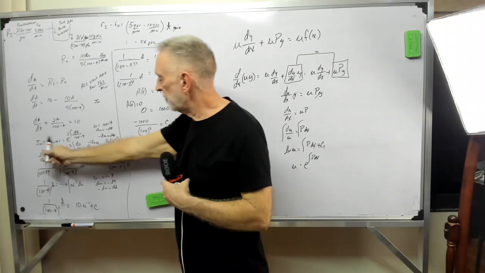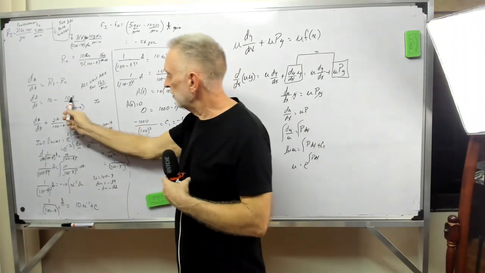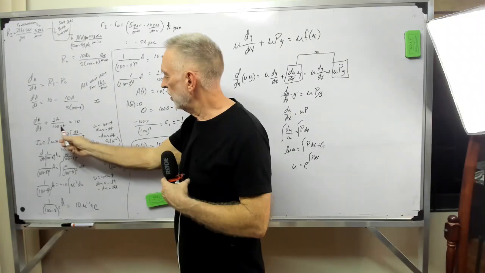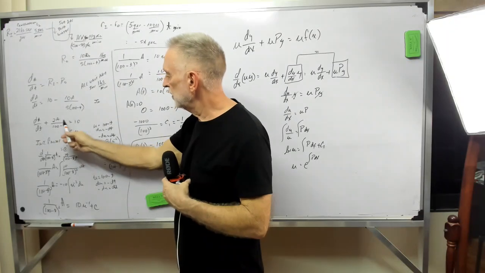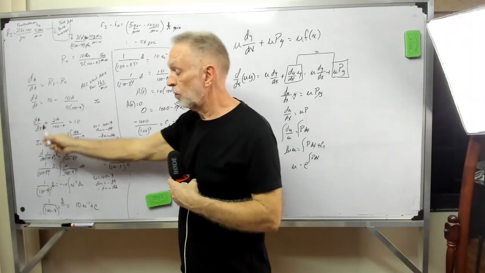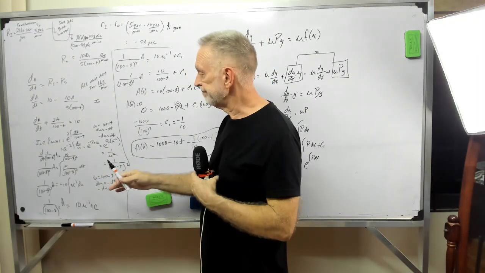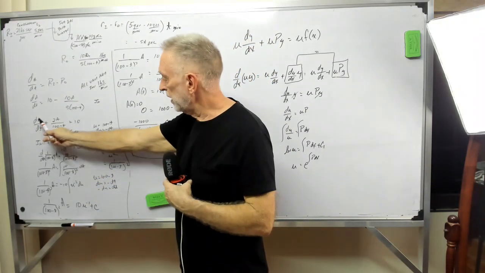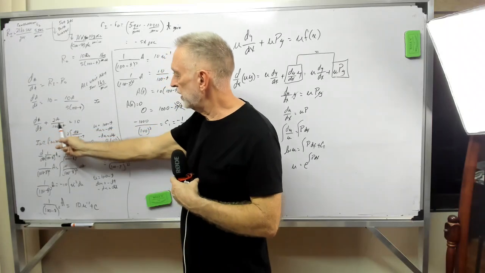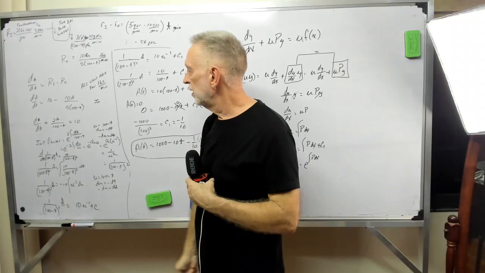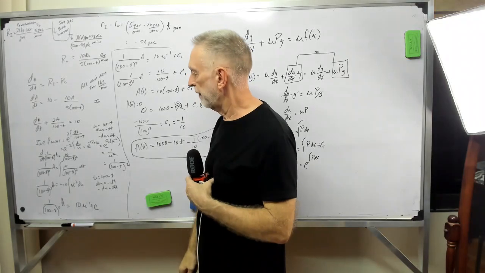So now I'll add the 2A over 100 minus t to both sides. So that becomes my first order linear differential equation. So the rate dA/dt plus 2A over 100 minus t equals 10. And again, all units are pounds per minute.